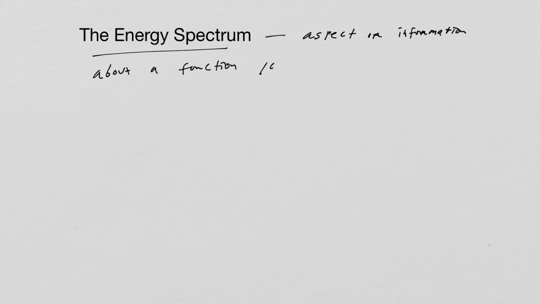Hello and welcome. In this video we're going to talk about the energy spectrum. This is an aspect, or information, about a function that you can get by looking at its Fourier series. Okay, so let's talk about what this is.